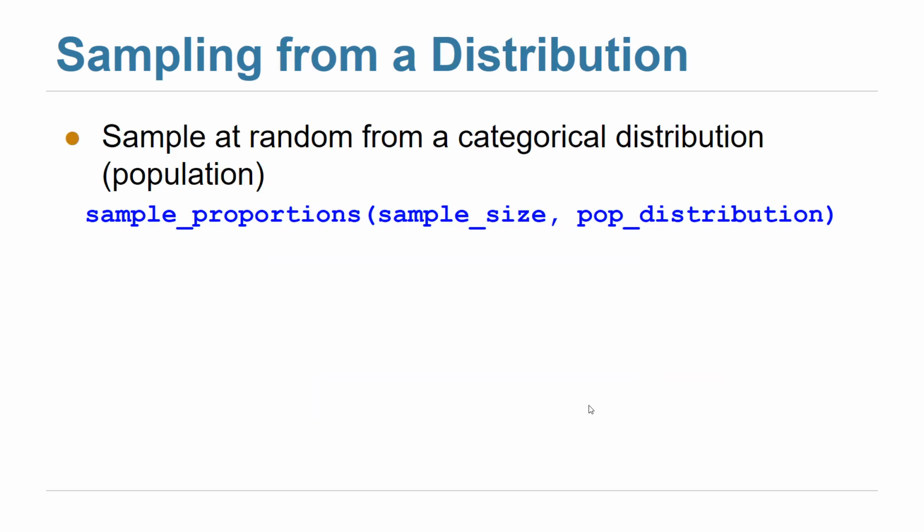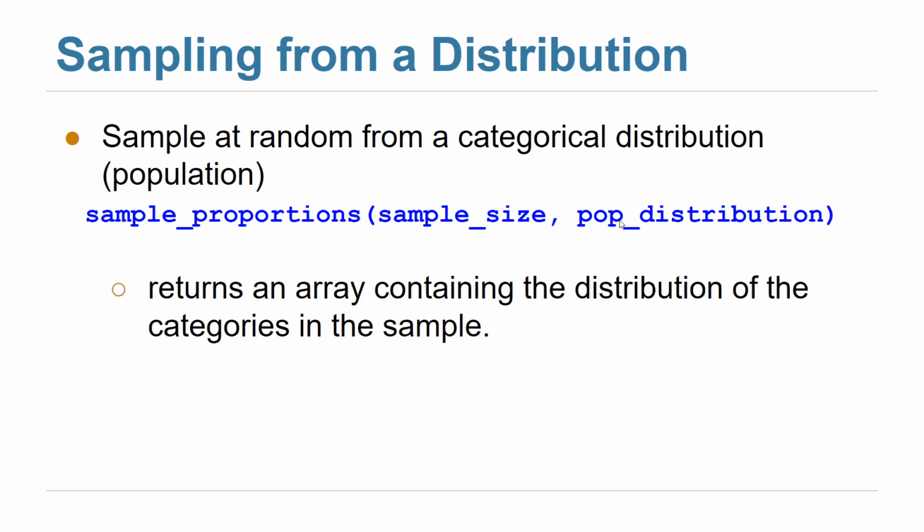Or we can use a handy function in the data science package called sample proportions. Sample proportions samples at random from a categorical distribution, which is the world population over countries in our case. It takes two parameters: a sample size and the distribution of the population from which we want to sample. But unusually, it will not return the list of sampled individuals. Instead, it returns an array containing the distribution of the categories in the sample, because we are actually not interested in the actual list of sampled individuals. We are interested in the distribution of them. So directly, it gives us back the array that has the distribution of the categories.